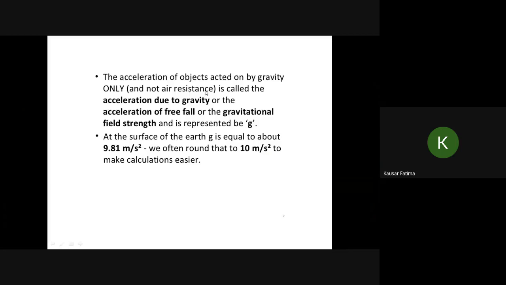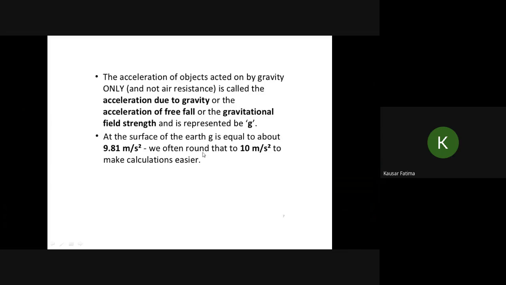The acceleration of objects acted on by gravity only, meaning no air resistance, is called the acceleration due to gravity, or the acceleration of free fall, or the gravitational field strength, and it's represented by g. At the surface of the earth, g is about 9.8 meters per second squared, and we round it off and call it 10 meters per second squared to make the calculation easy.